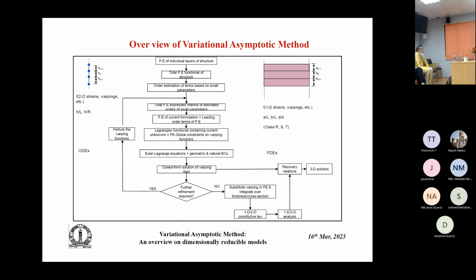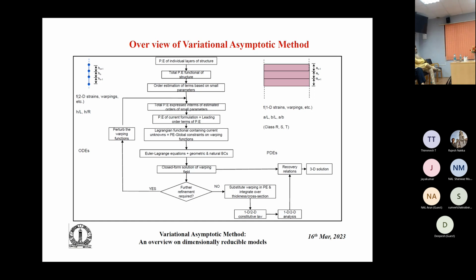Along with this, the warpings which have been defined during the kinematic relations, and thereby the strain tensor, will have rigid body-like motion. To remove these, we apply global constraints on the warping. So the total Lagrange functional will be obtained by adding the zeroth order approximation energy as well as the global constraints on the warping. Over this functional, we will be applying the calculus of variations.